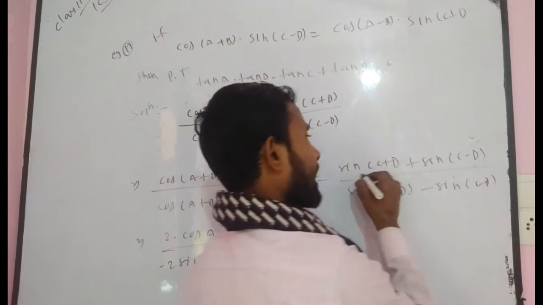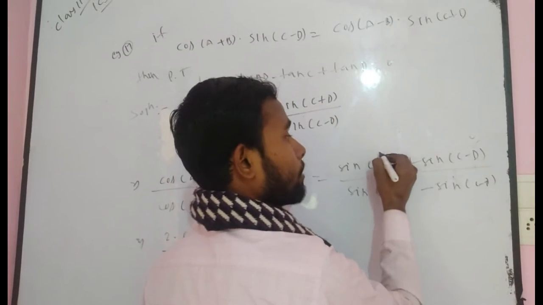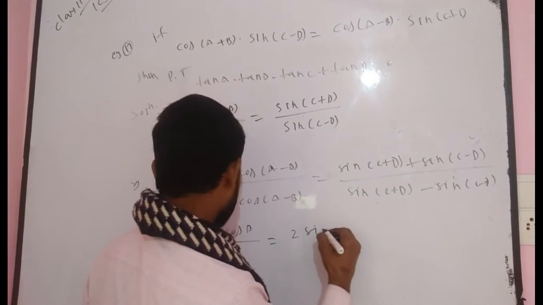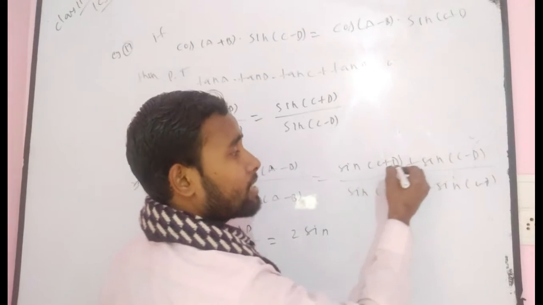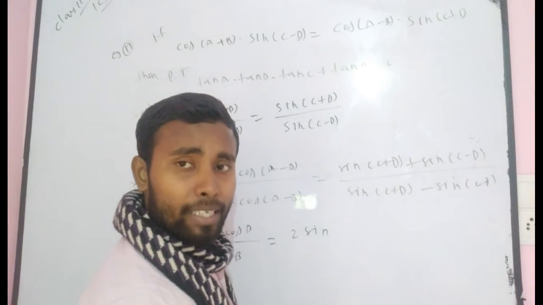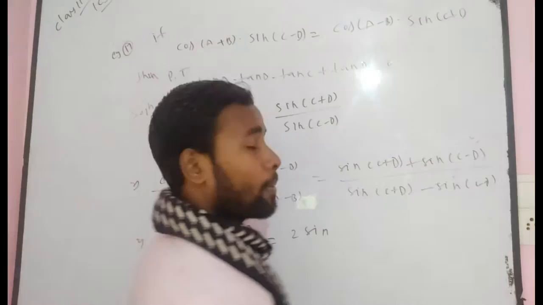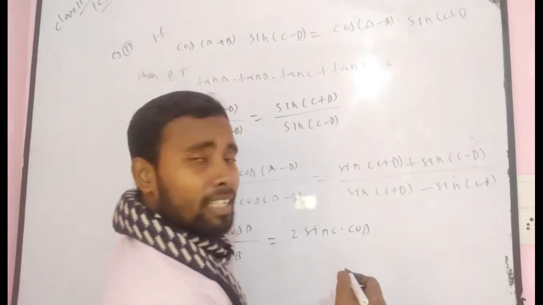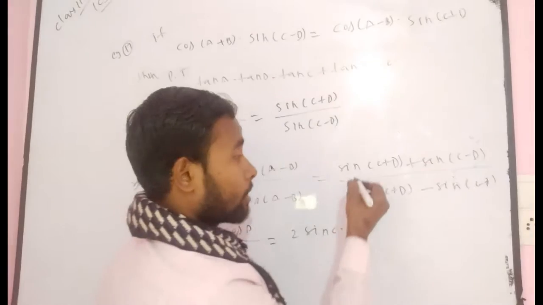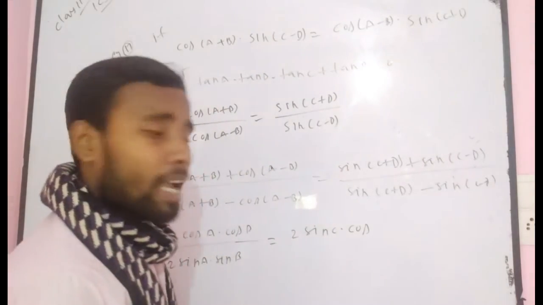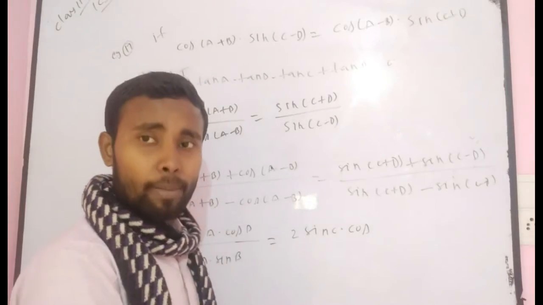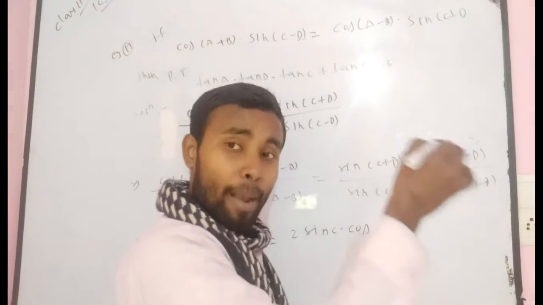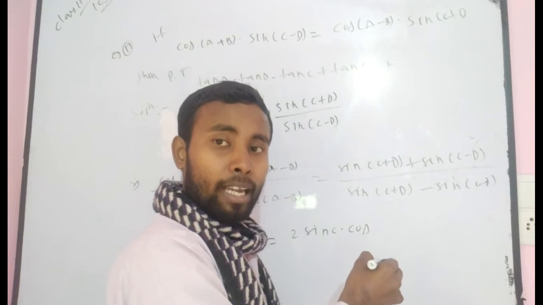You know that if we take x and y, then sin x plus sin y is equal to 2 sin((x+y)/2) into cos((x−y)/2). That means sin(C+D) plus sin(C−D): D and minus D vanish each other, and finally you get C plus C, 2C by 2, that means C. So you get 2 sin C into cos D.